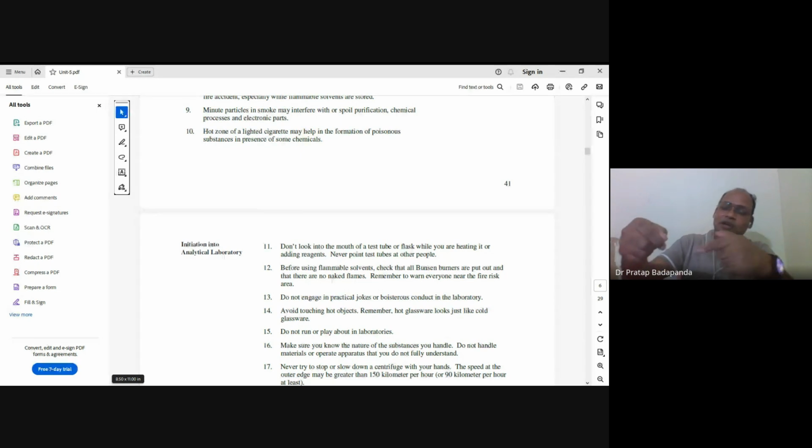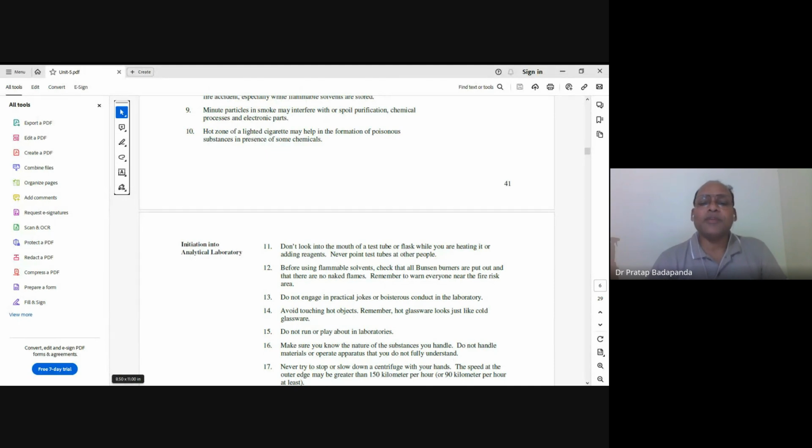You can observe, you can smell whether chlorine gas is formed, ammonia gas is formed, or whether the color has changed or not. You can observe that with your eyes, and you can smell it through your nose. But don't put your nose or eyes or face right into that particular thing.